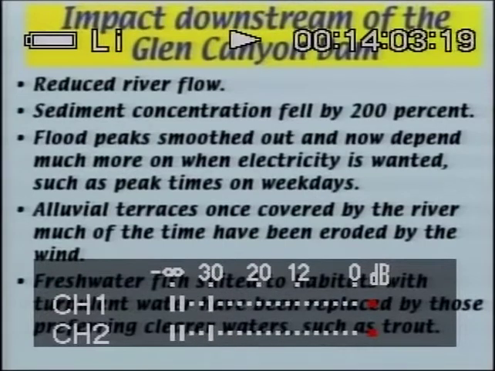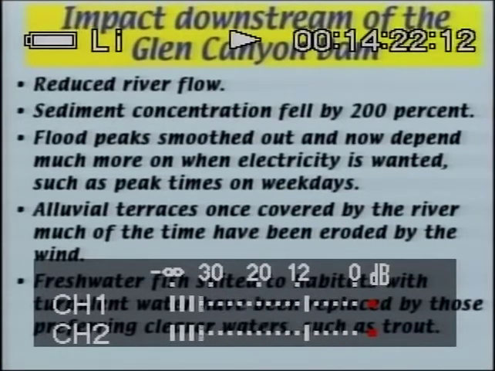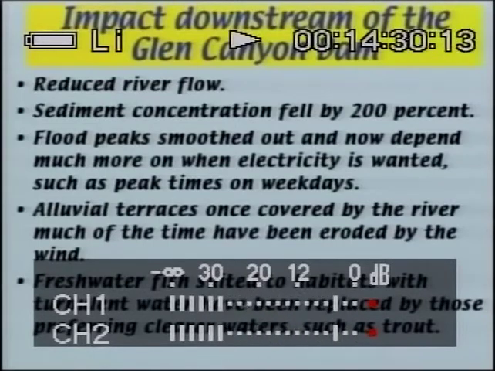Alluvial terraces once covered by the river much of the time have been eroded by the wind. What we see is that because of the reduced river flow, the alluvial terraces were once covered by water. Alluvial terraces means fine sediments that are laid across the water bank. What happens is that the flow of water basically reduces. Now you have an exposure of the sediments. Now they are there. That means they will be eroded by wind this time.